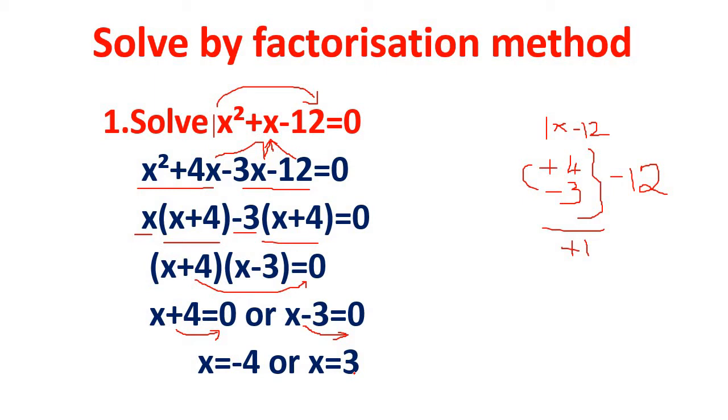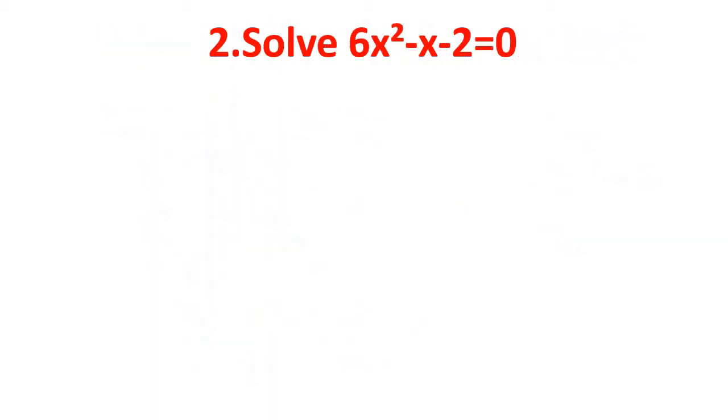So x is equal to minus 4 and x is equal to 3 are the roots of the quadratic equation x square plus x minus 12 is equal to 0. So x is equal to minus 4 and x is equal to 3 are the roots of the given quadratic equation x square plus x minus 12 is equal to 0. Let us go to the next problem.